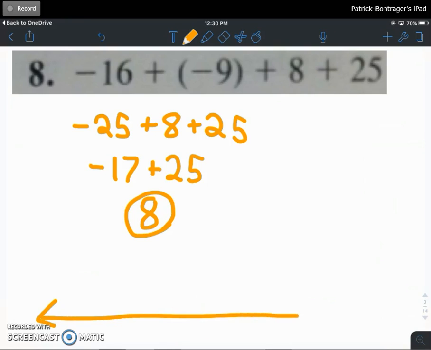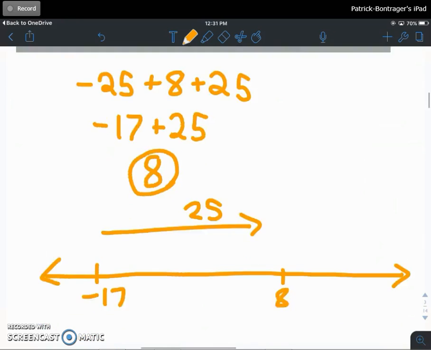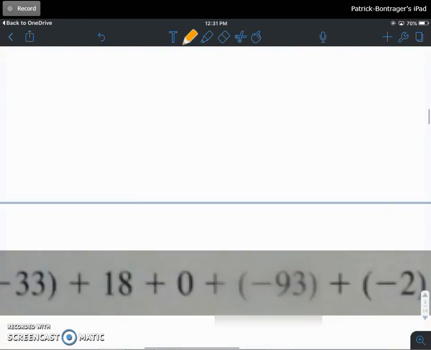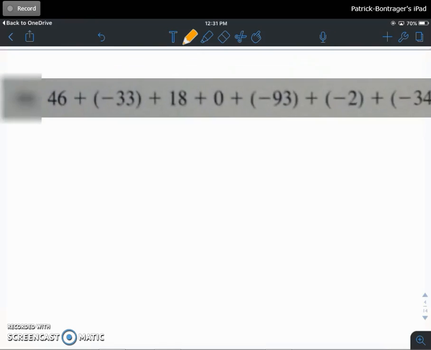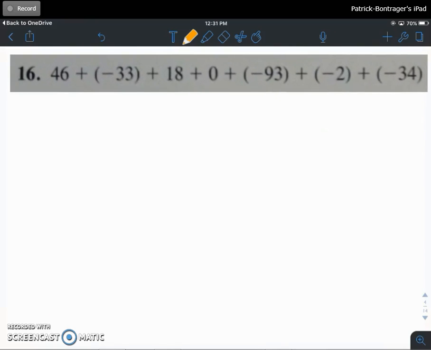Again, another way to think about it is I'm going to start at negative 17. I'm going to move to the right because it's positive, 25. So that would mean I end up at 8. Okay, so left to right, this will probably be the last example we use number lines on, but you're more than welcome, if you're more comfortable using the number line, to work through it on a number line.